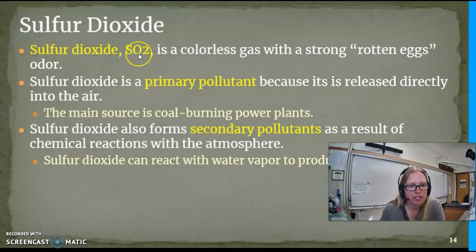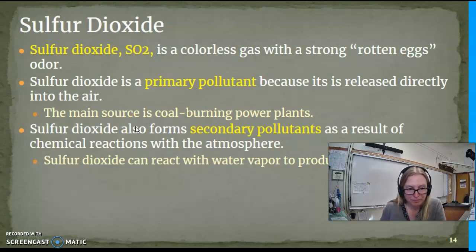So SO2 is a colorless gas, and that's what you smell, the rotten egg smell, sulfur dioxide. And it's a primary pollutant. That's the definition of a primary pollutant: it's released directly into the air. The main source is coal-burning power plants. We do have some in California that you'll look at next week.